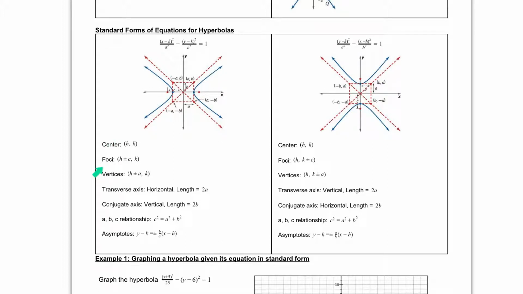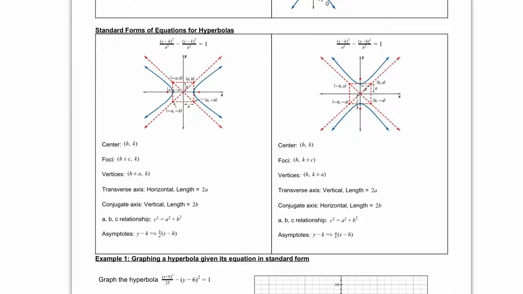We have our foci, our vertices, two different types of axes, and again, a relationship like in the ellipses with our a, b, and c values. And then we have our asymptotes that are down here. And they're slightly different from one equation to the next, depending on which standard form you start with. Again, the difference between the two is this one here starts with the x first, and it opens left and right. And this one over here starts with y first, and it opens up and down.